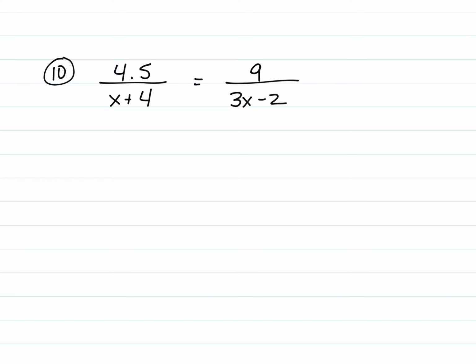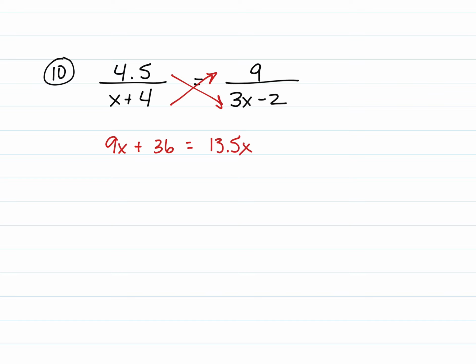Just like we have been doing, we have to multiply across. 9 times x is 9x, and 9 times 4 is 36. And then we're going to multiply across the other way. 4.5 times 3, you can count up by 4.5, or you can just multiply it out. Personally, I would go like this. 4.5, 9, 13.5.